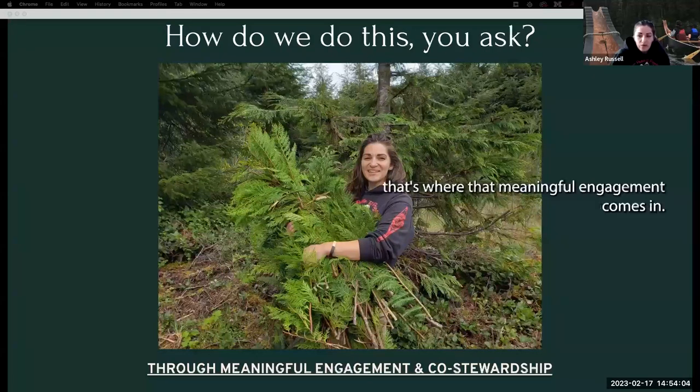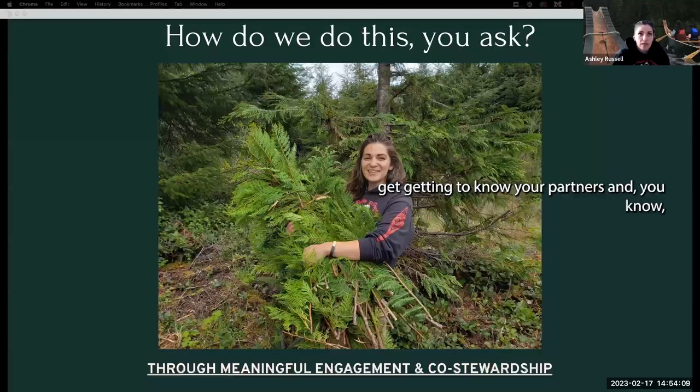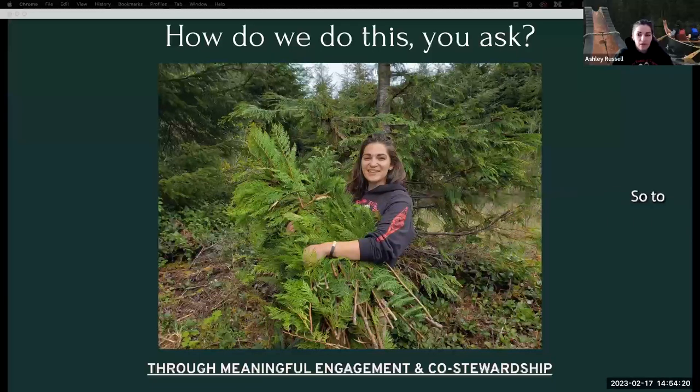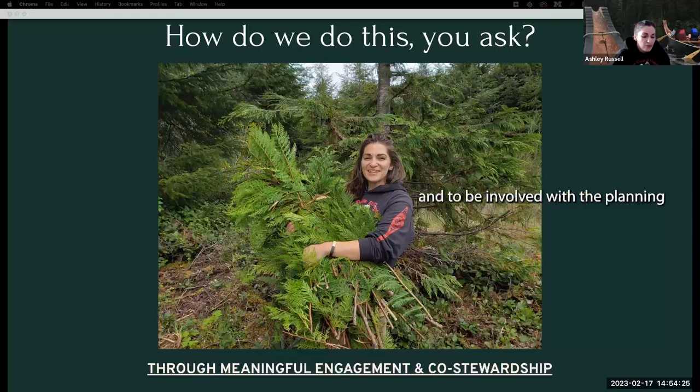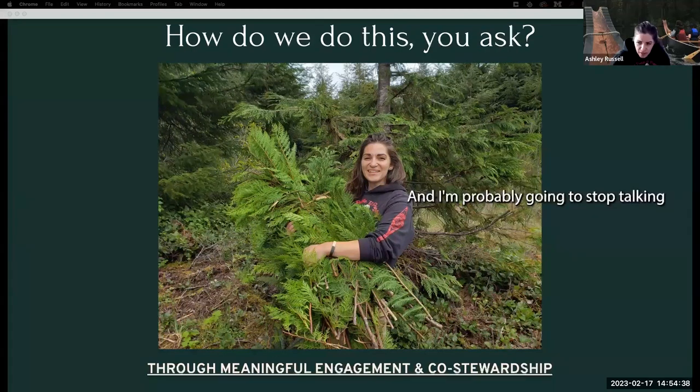And that's where that meaningful engagement comes in, getting to know your partners. And I told her my family used to own property close to the reserve, and I'd go there a lot as a child. So to reiterate that connection and to be involved with the planning and the processes, just all the restoration projects that they're doing, is really meaningful to me. And I'm probably going to stop talking because we're out of time.